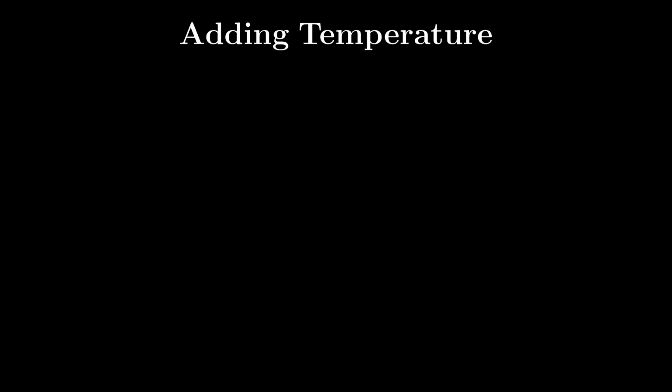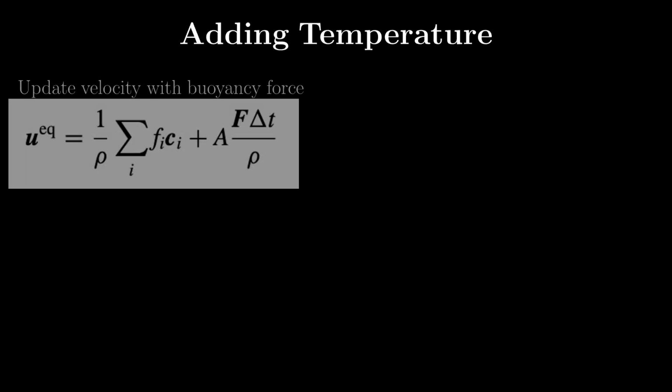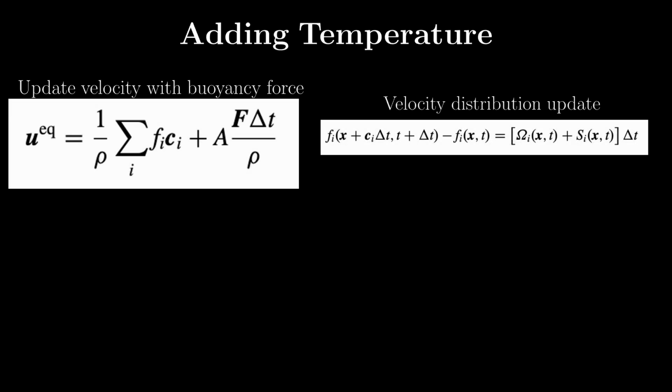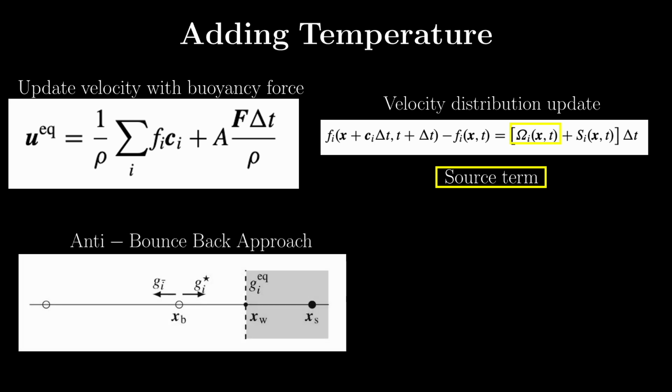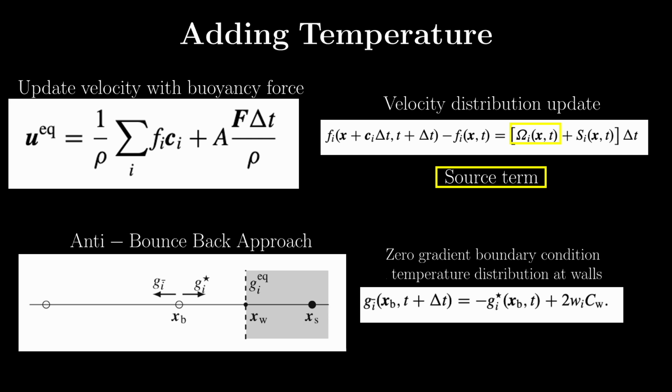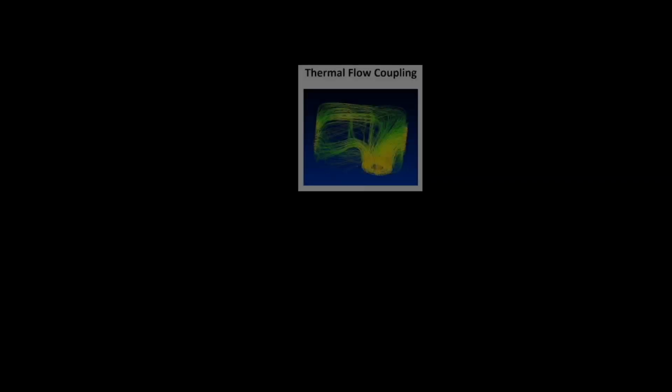Instead of a simple weighted sum of the velocity distribution, velocity now depends on this buoyancy force by the following equation. The velocity distribution is updated by a similar equation as before, but now has the source term S_i, which applies the buoyancy force. The equilibrium temperature distribution is updated the same way, without this source term. A new boundary condition is the zero gradient for temperature, given by the following formula, where C_w is the wall temperature. With this extension to our framework, we can now model thermally coupled flows, where fluid motion and temperature interact.